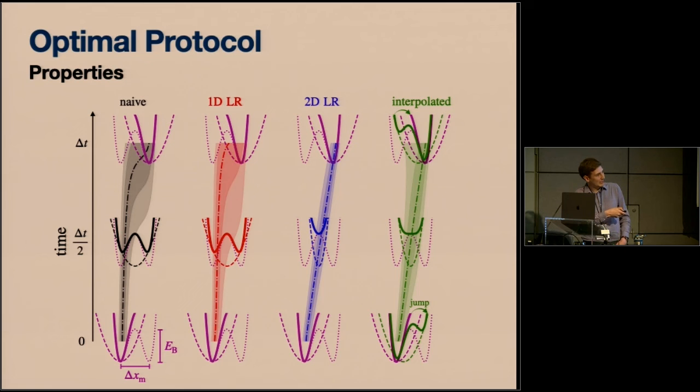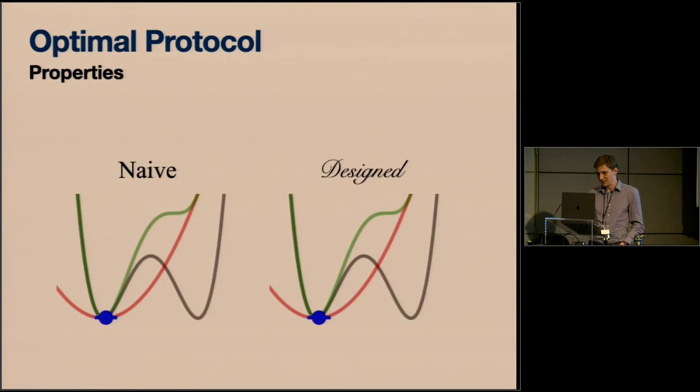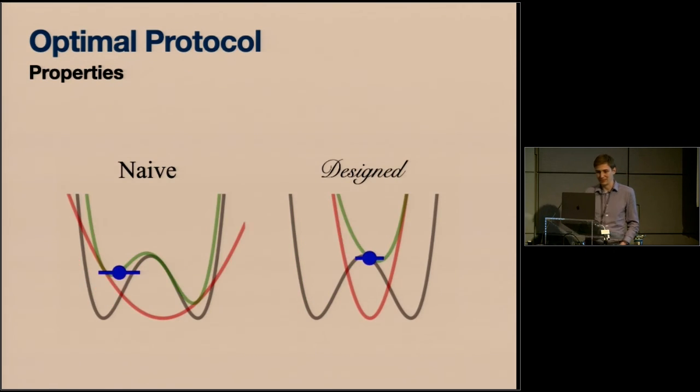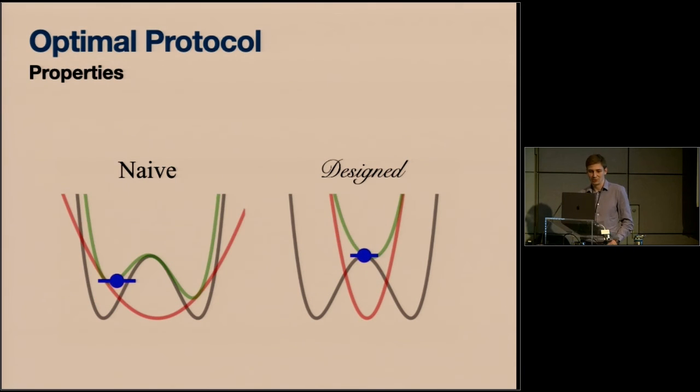And by jump, I mean at the beginning, rather than starting from this purple, you jump to this green curve here. And at the end, you have a jump. So the jumps will get bigger and bigger the faster you go, and they'll get smaller and smaller the slower you go. So these are the general properties of these designed protocols. And here is the naive and the interpolated shown here once again.